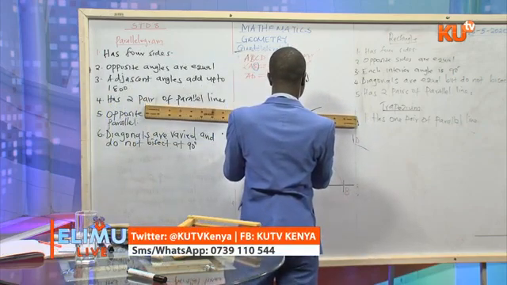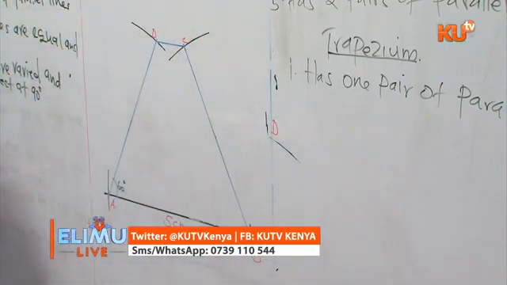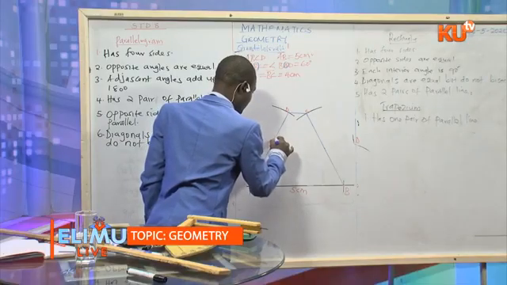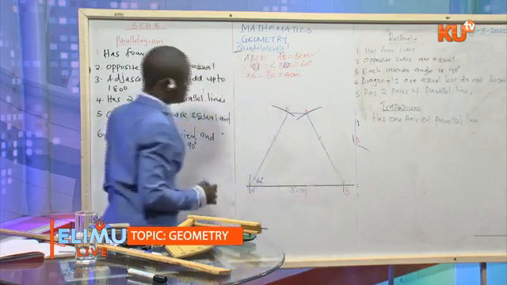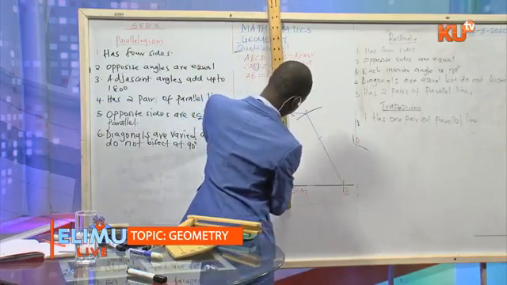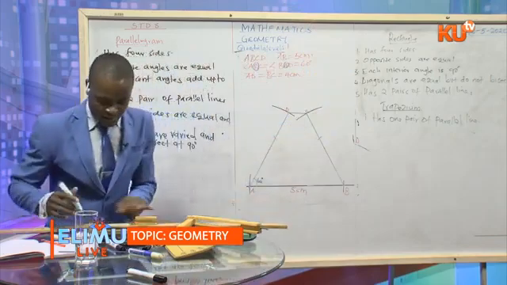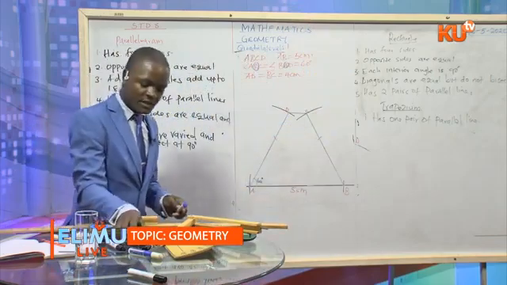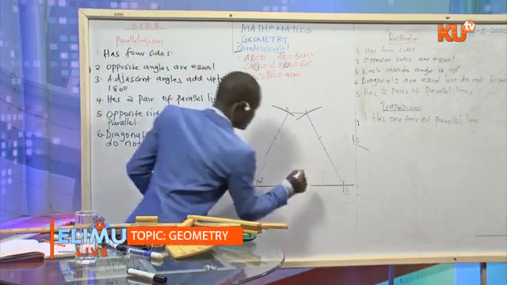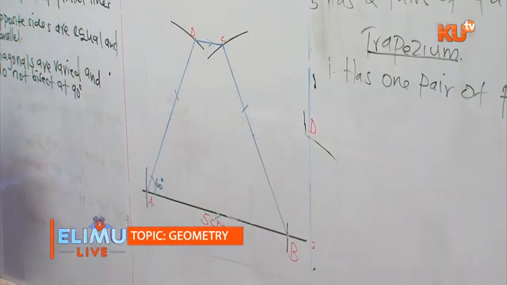Join line DC, like I've joined it. So this is a trapezium, an isosceles one, since this one and this one are equal. You can also drop a perpendicular. That's the next thing that, if time allows me, I'll take you through so that you can understand how a perpendicular line can be dropped.